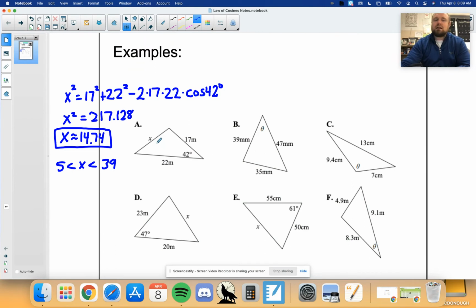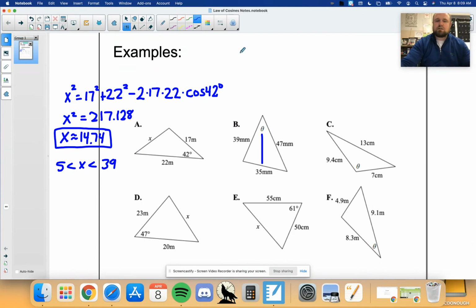Now, that's an example of one where we are looking for a side length. The next one we're going to be doing is looking for an angle. So we're going to do letter B, and we're going to look for an angle. The way that we do that is we start very similar, but we need to know where the angle is. And the angle is across from the 35. So we're going to use that 35 as our starting number, kind of like we used x squared as our starting variable.